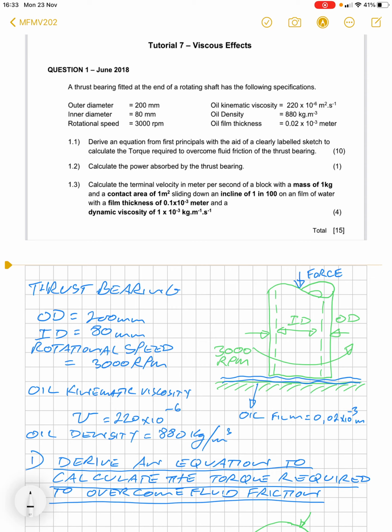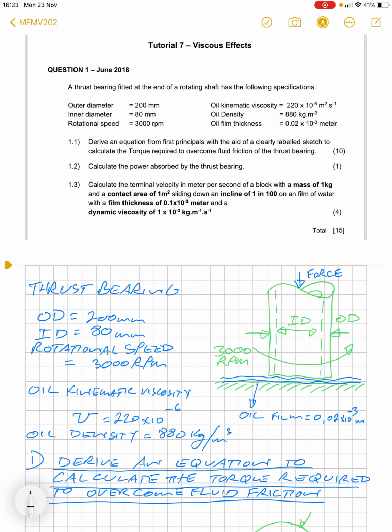So the shaft's rotating at 300 revs per minute. We have the oil kinematic viscosity and density and thickness given, and that is the oil that is between the rotating shaft and the stationary surface. So the first question is to derive an equation from first principles with the aid of a clearly labeled sketch to calculate the torque required to overcome fluid friction of thrust bearing.